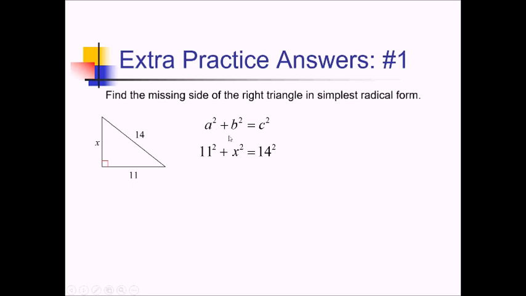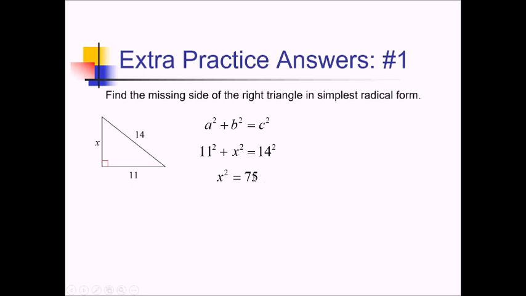And then to get x squared by itself, I have to subtract 11 squared from 14 squared. So that's going to be 196 minus 121, which is 75. And you could use a calculator, but I just happen to know those. So x squared is going to be 75. To get x, we just have to square root both sides.